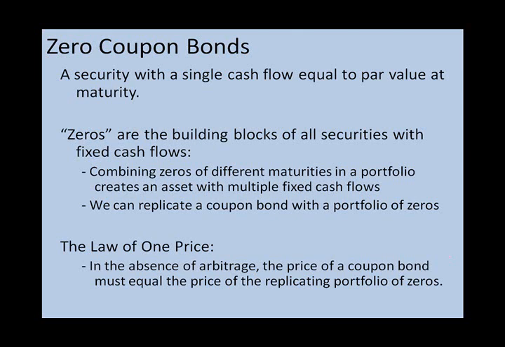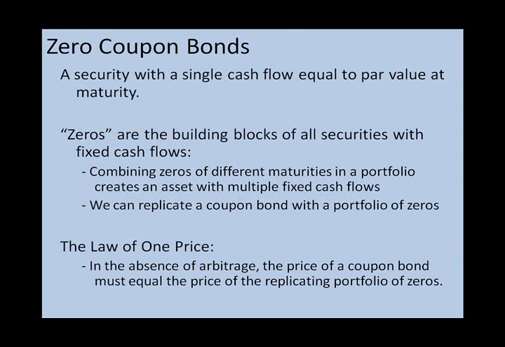What does the law of one price say about this? The law of one price says that if two assets are equivalent in all economically relevant respects, they should have the same price. In other words, the price of a coupon bond should be equal to the price of the replicating portfolio of zeros. They're the same thing. You get the same cash flows from both the coupon paying bond and the portfolio of zeros. We're going to use this phenomenon to try and price bonds.